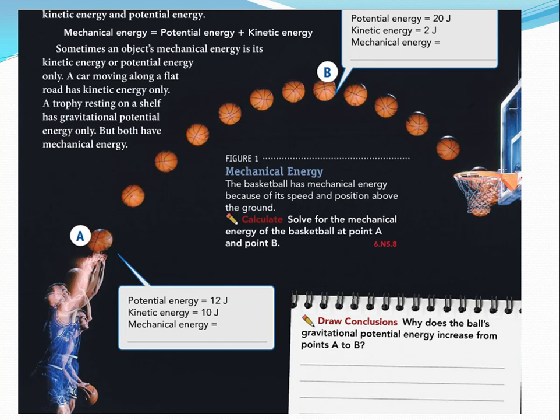As you can see then, the law of conservation of energy also holds true for this situation. And we see we started with 22 joules down in position A, and we still have 22 joules in position B.